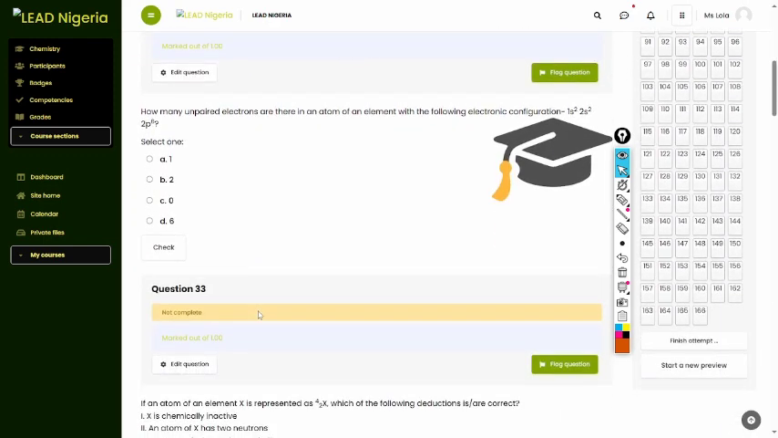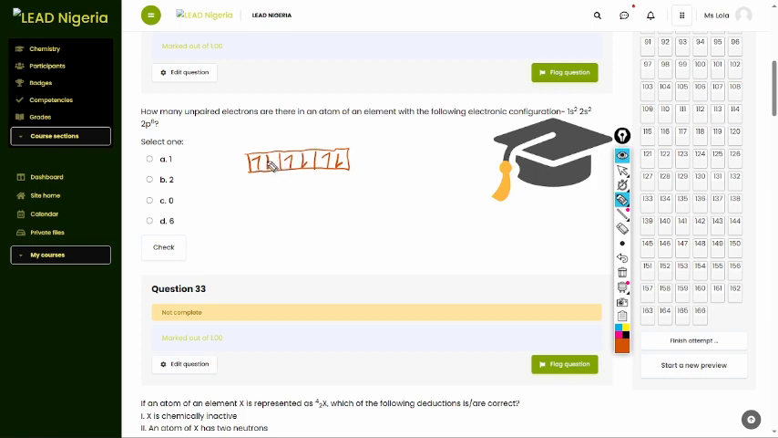Alright, how many unpaired electrons are there in an atom of an element with the following electronic configuration? So we draw out the sub-energy level for the last orbital, which is 2p6. So the 2p6 orbital would look like this. The p orbital has 3 sub-energy levels, and there are 6 electrons here, so we go in singly, 1, 2, 3, then come back to pair them in the opposite direction, 4, 5, and 6.